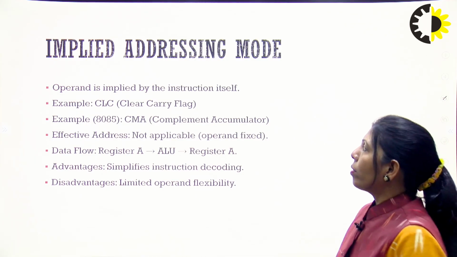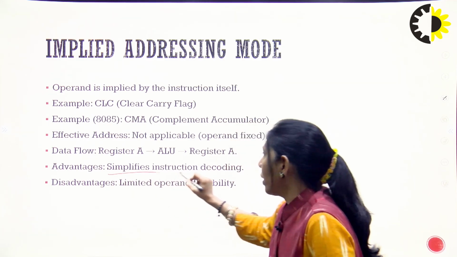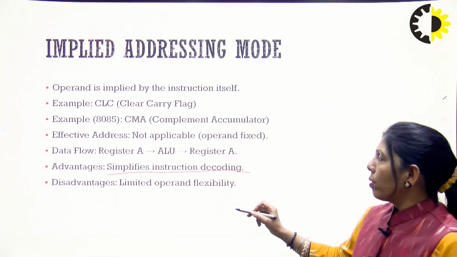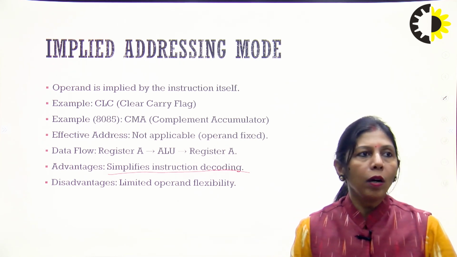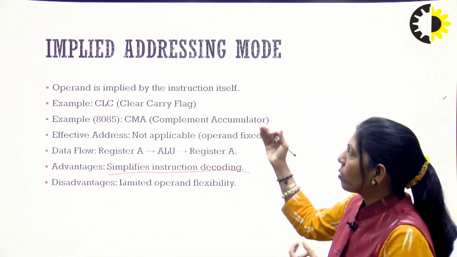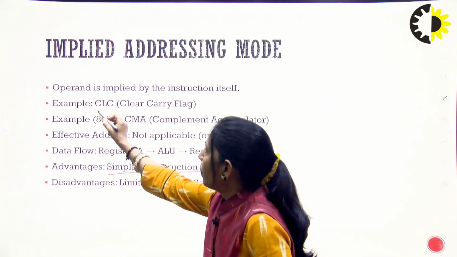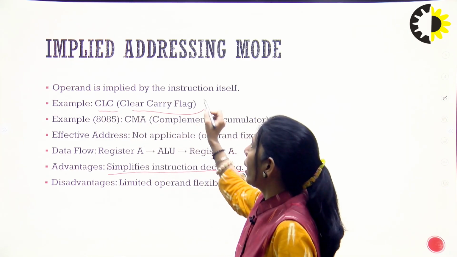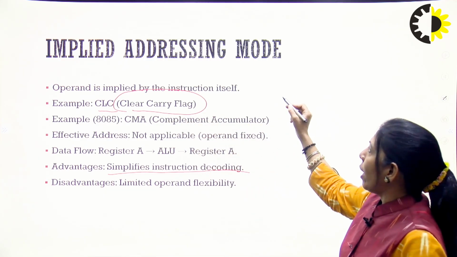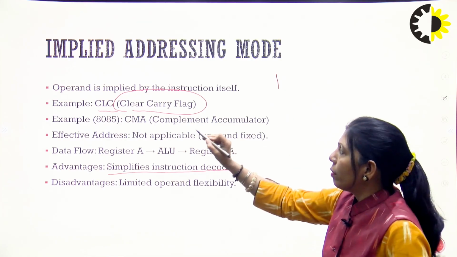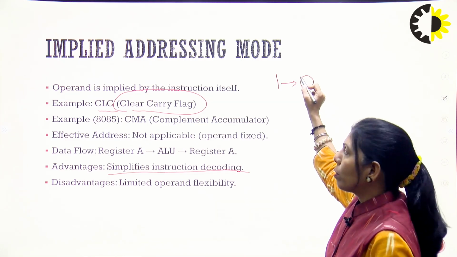In the implied addressing mode, it's very simple. Let's start with the advantage. It's the simplest of all because here the instruction itself behaves as the operand. It's the instruction that tells us what to do and how to proceed. For example, CLC is to clear the carry flag. If the flag value was 1, CLC implies that it has to be converted to 0, or vice versa.